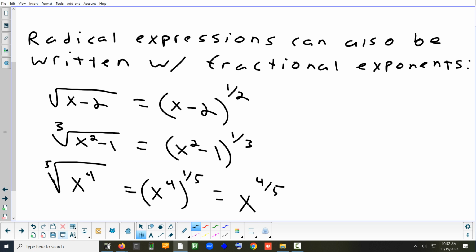But the idea is if you want to do a root, the exponent is 1 over the index. So cube root is 1/3, 4th root is 1/4. Okay. Any question on what power you can use in place of the root symbol?